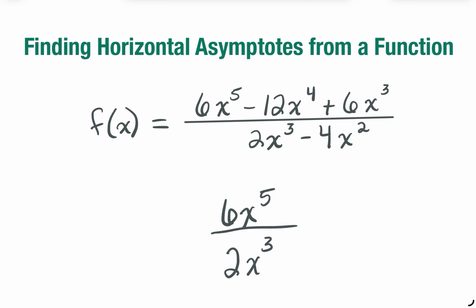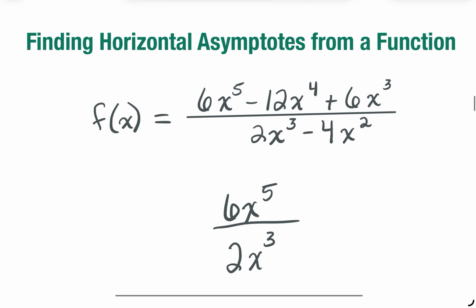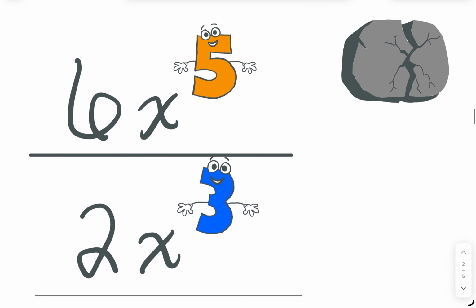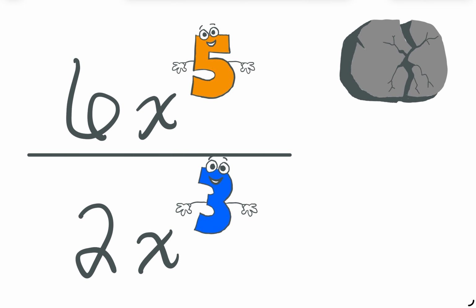I'm going to play with these numbers just a little bit to show you the rules for finding horizontal asymptotes, but this is going to make sense. So let's go down to here, and we have our 6x to the fifth and 2x to the third. Now notice our 5 is greater than 3. So I call this top heavy. My exponents are top heavy.